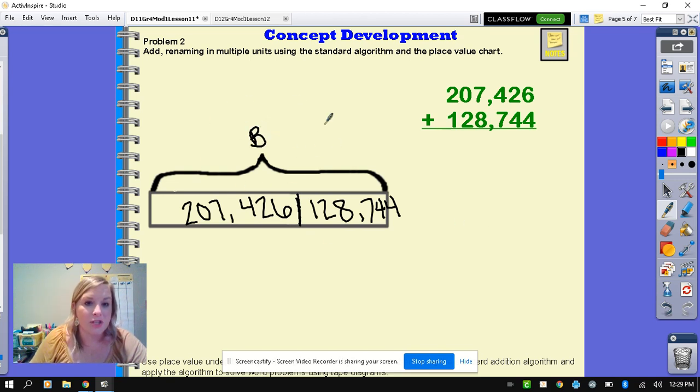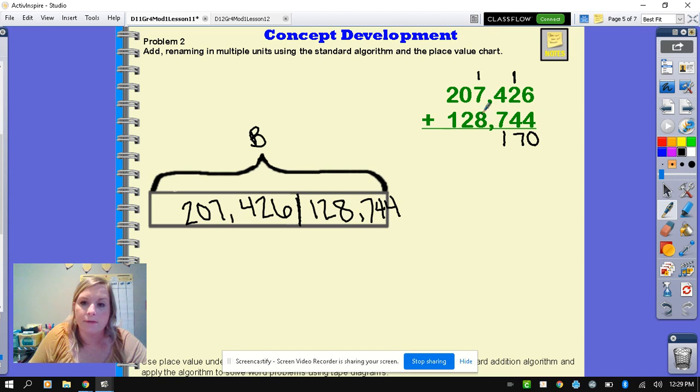Again, it doesn't matter. We're just solving. Could be a question mark, a box, anything else. Okay, so now we're here. We're going to use the standard algorithm to solve. So always start in your ones place value. So 6 plus 4 is 10. So we drop the one that's in the ones place, carry over our 1. 4 plus 2 is 6, plus 1 is 7. 7 plus 4 is 11, carry my 1.